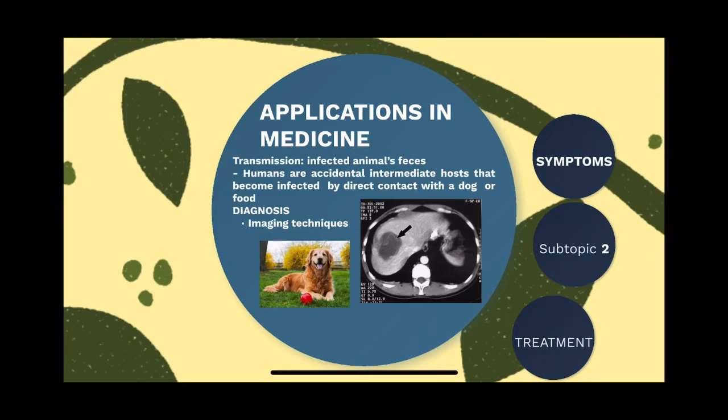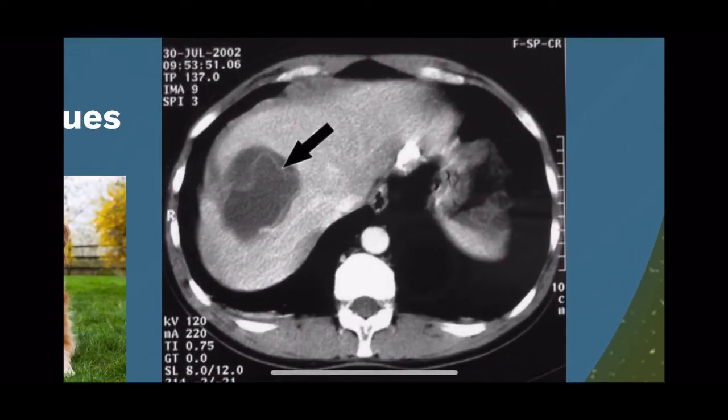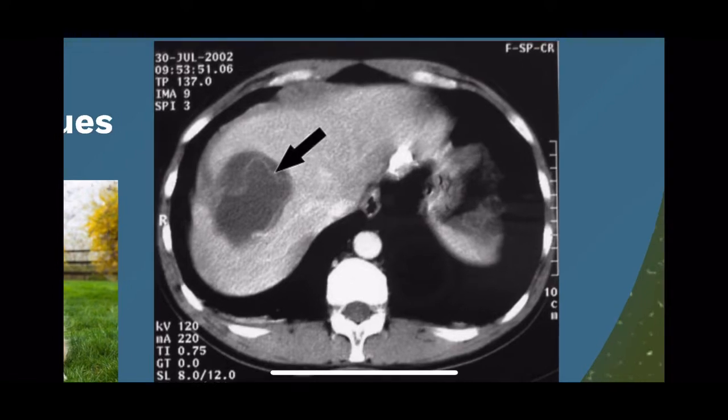This disease is diagnosed by imaging techniques like X-ray, but also can be diagnosed with blood techniques like a hemogram. This image demonstrates a hydatid cyst in the liver in an X-ray.